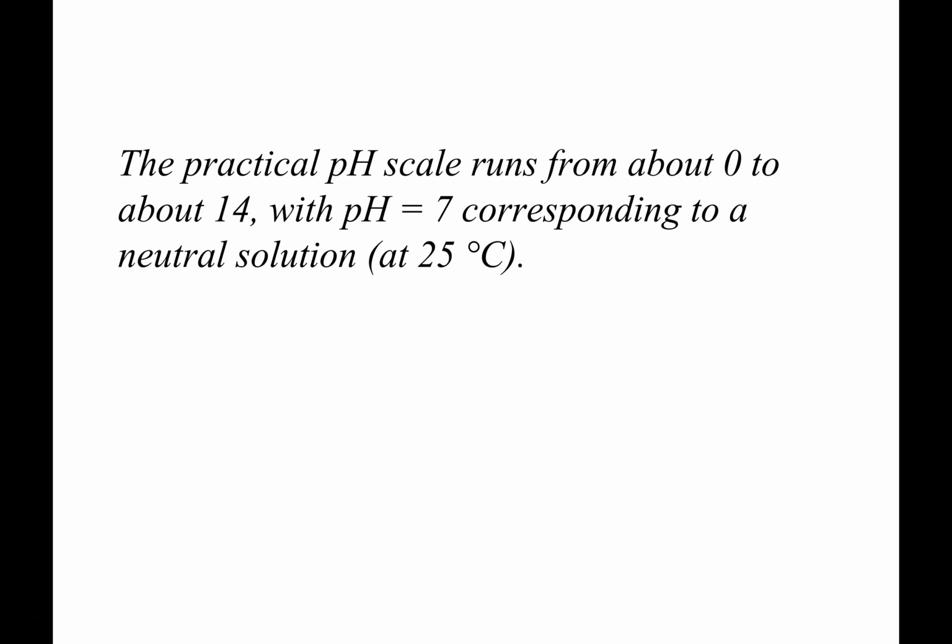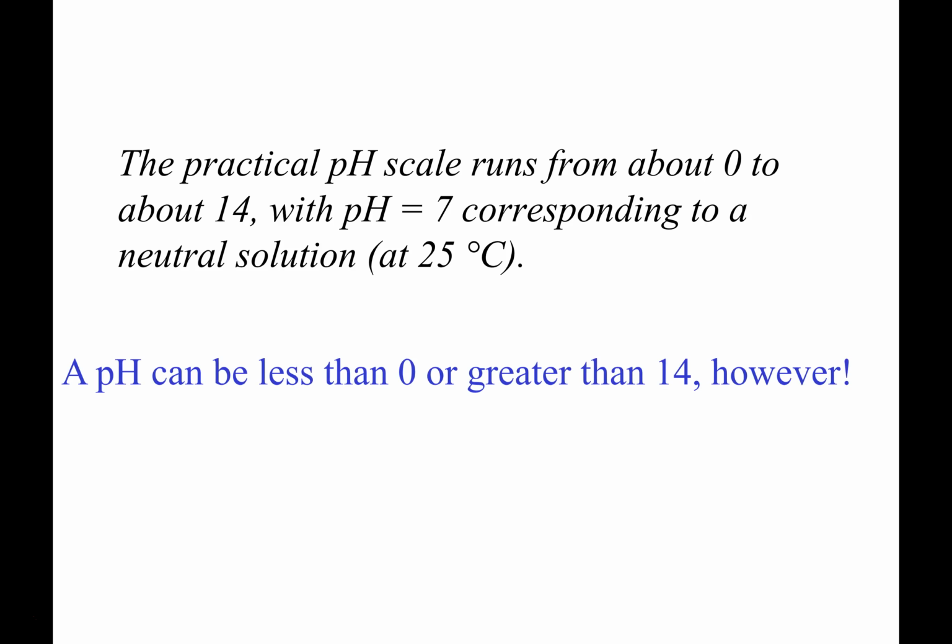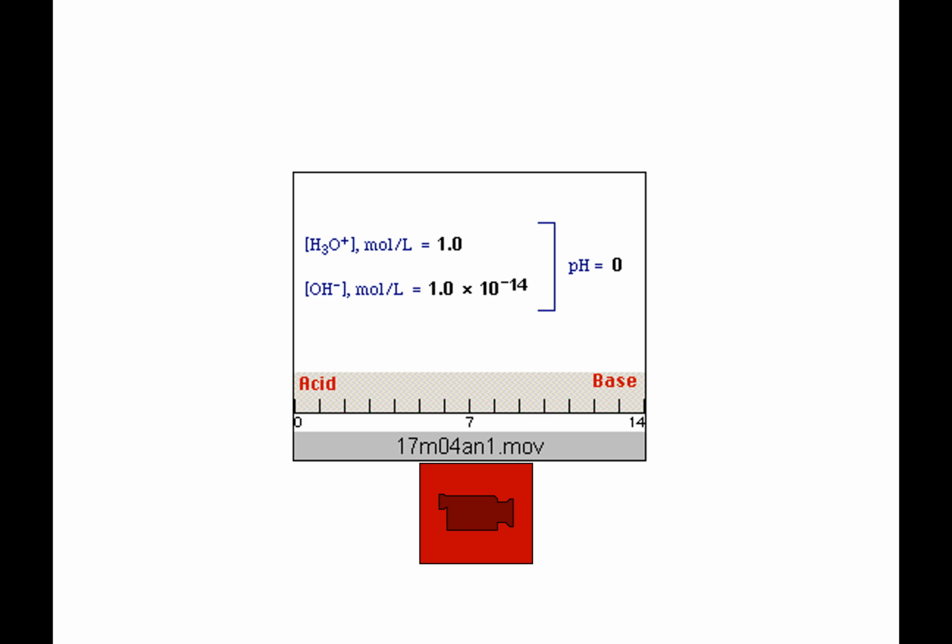So here's where I say the practical scale runs from about 0 to 14, with in the middle is 7. 7 is neutral. But we can have pHs of less than 0 and more than 14. Exclamation point. So let's watch this video.